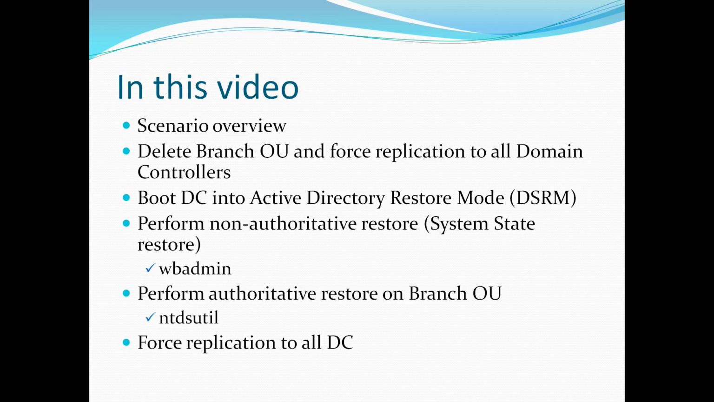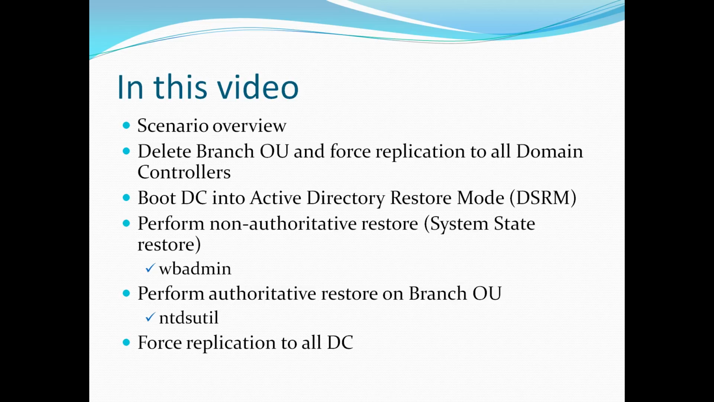So I'm going to start by deleting the branch organizational unit alongside with all the users, all the security and distribution groups, and I'm going to force a replication to all of my DCs, which are currently only 2. But this will help me to remove completely my branch organizational unit from my domain.